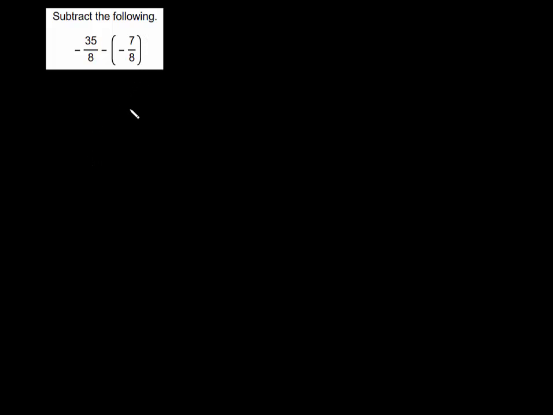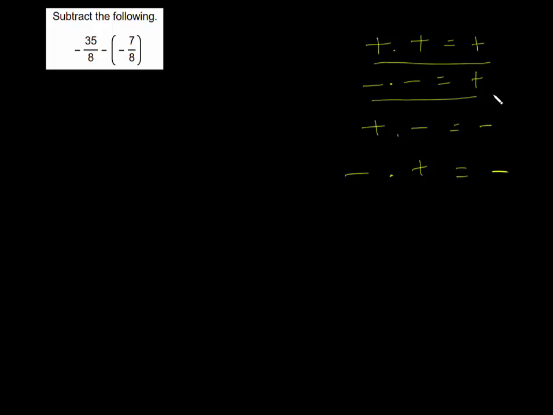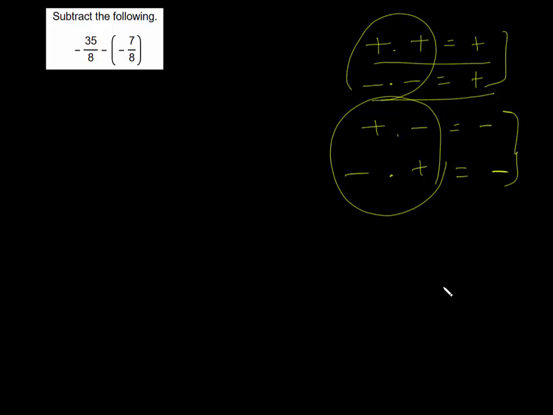Before I move on, let's review that when you are multiplying two numbers, any kind of numbers, when you multiply two positive numbers, you get a positive answer. Or when you multiply two negative numbers, you get a positive answer. So if they are of the same sign, the final answer is positive. And if they are of opposite signs, the final answer is negative.